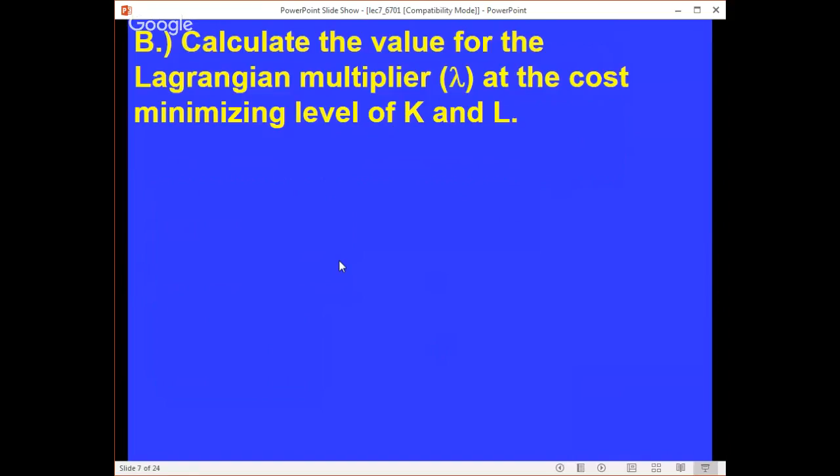Okay. So now what I want to do is calculate the value for the Lagrangian multiplier at the cost minimizing level of K and L. I have my equation for K and I have my equation for L at the cost minimizing level in terms of non-random variables. All I have to do is plug them into one of the two equations that I have for lambda that I solved when I did the first two first order equations. So I have two equations for lambda. I can plug it into any one of them.